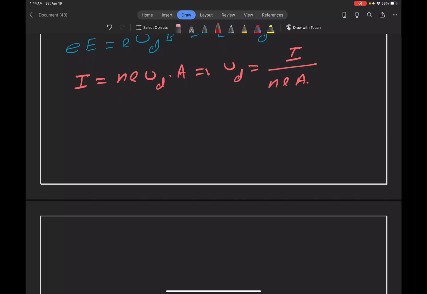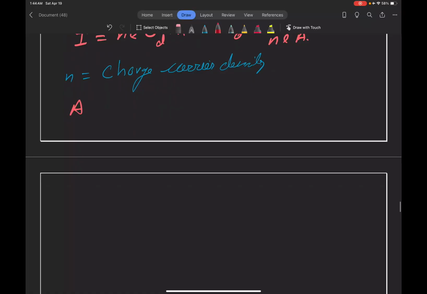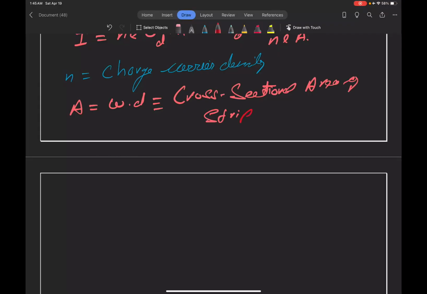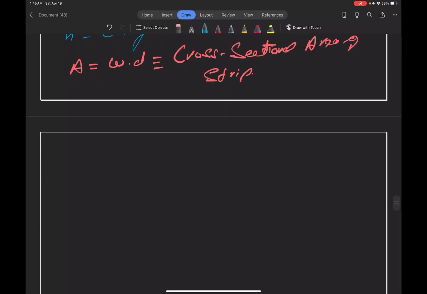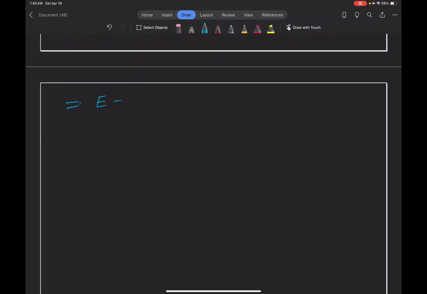Here it is a strip, so we can say cross-sectional area of the strip. So N is our charge carrier density, and A in this case will be W multiplied by D. This is the cross-sectional area of the strip. And therefore, we can write that our electric field will be equal to I multiplied by B, and this comes as NEW times D.